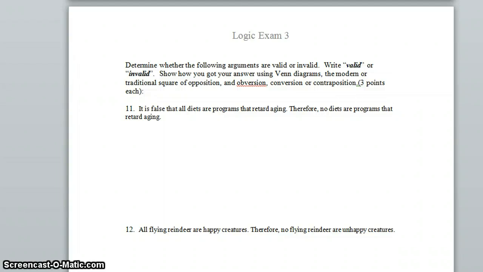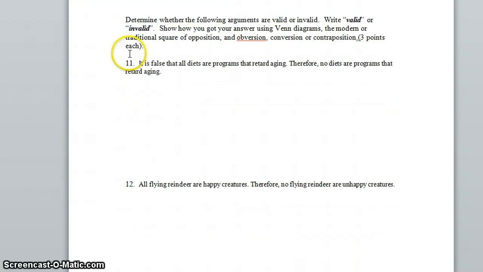All right. Now, one of the things that you have to remember in this section is to determine if you're going to use Aristotelian or Boolean. Aristotelian, you use the traditional square of opposition. Boolean, you use the modern square of opposition. Aristotelian, you use the circle X on Venn diagrams. Boolean, you do not. All right. So that choice then is going to determine how you answer these questions.